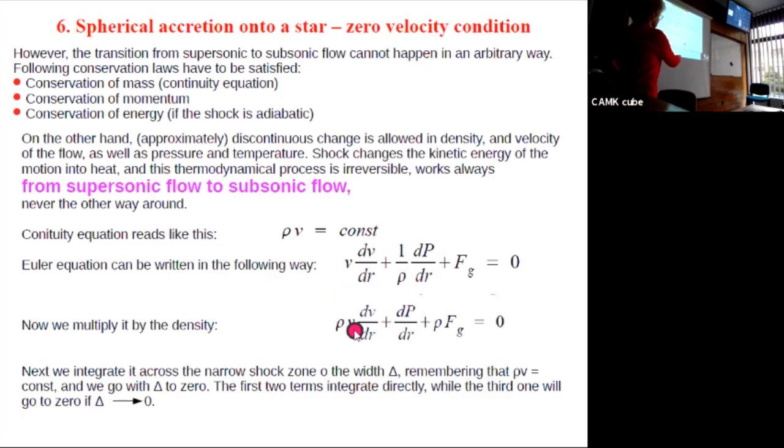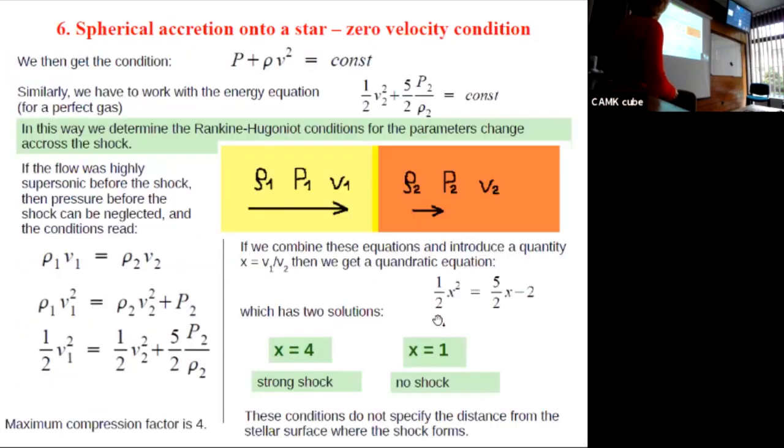And we integrate, and we know that this is constant. So integrated dv over dr just gives delta dv. Integrating this gives just delta p, right? And integrating this should give something, but then the upper and lower limits are similar. So if we go with this width of the zone with zero, then this term will disappear. So then we will get the following conditions.